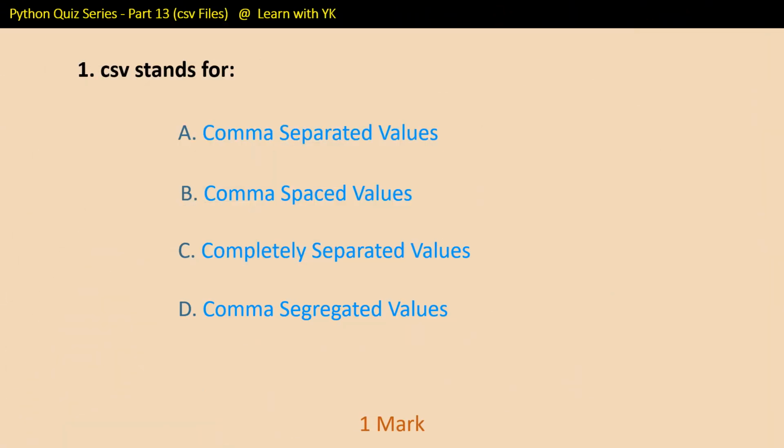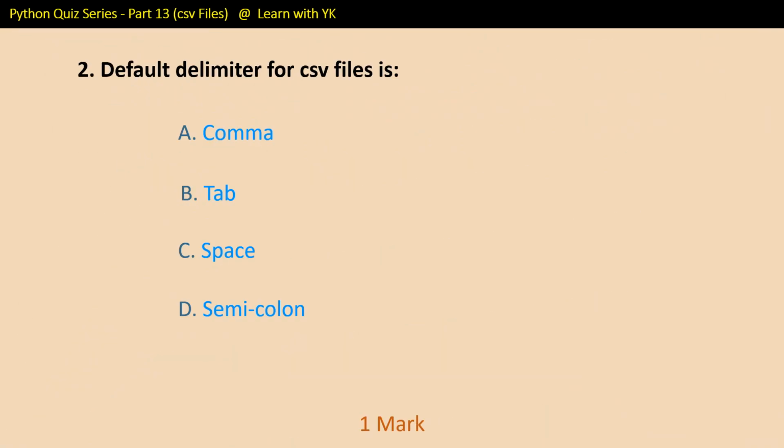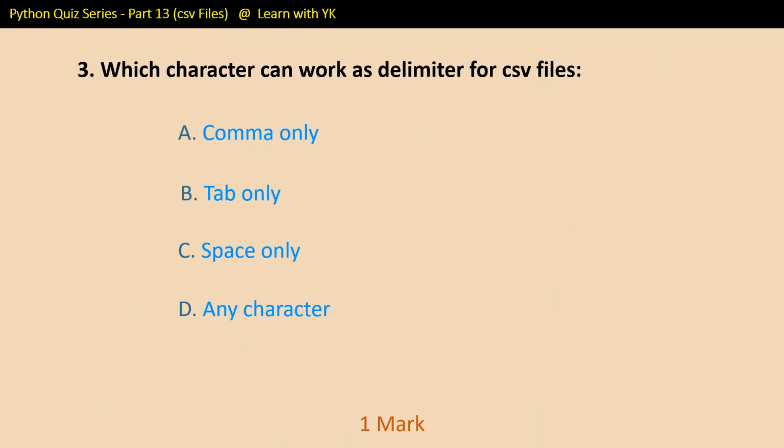Here is question number 1. CSV stands for, choose the correct full form of CSV, and the correct answer is option A. It is comma separated values. Question number 2. Default delimiter for CSV files is, pick the correct option. Again, it is option A. Question number 3. Which character can work as delimiter for CSV files? Comma only, tab only, space only, or any character? And yes, it can be any character.